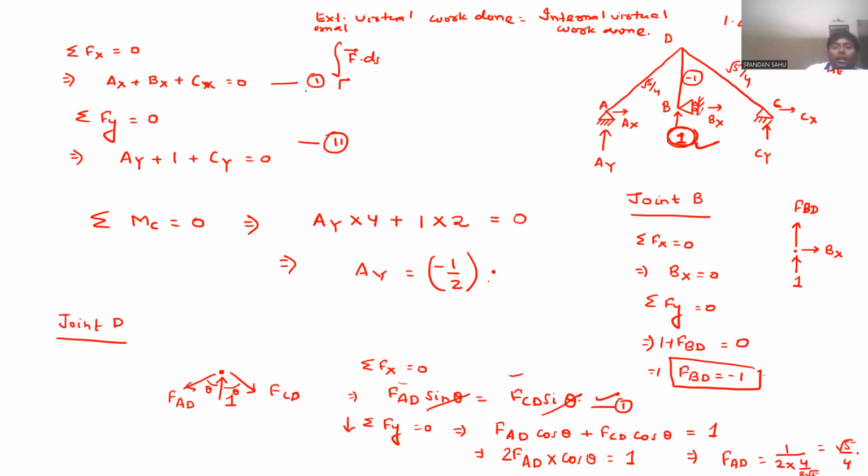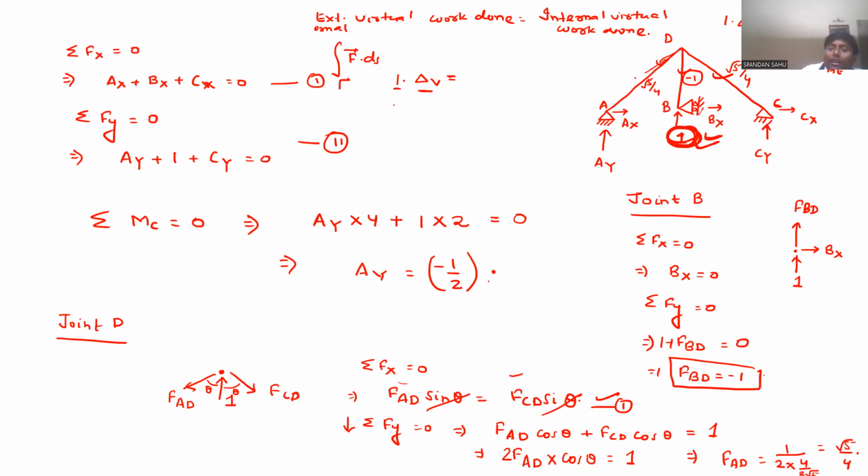Yes, sir. So let that displacement be delta V, what I have written there in the top corner. So force into corresponding displacement along that direction will be the external virtual work done, and that should be equal to the internal virtual work done. So internal virtual work done will be what? The internal member forces acting on each and every member.